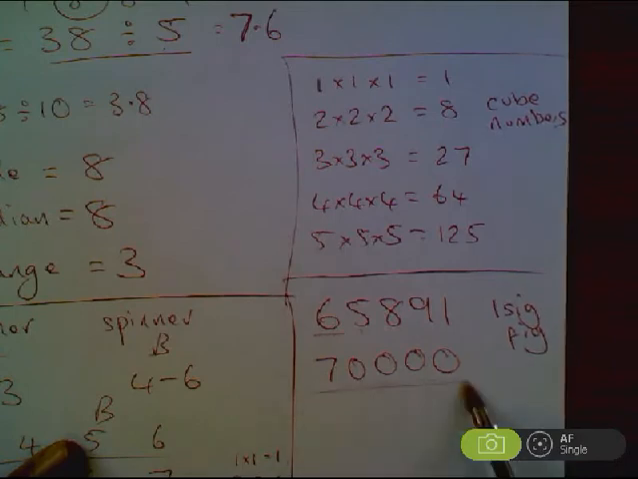If that's a 5 or bigger, then it's closer to 70,000 than 60,000. So this is when I've rounded a number to one significant figure. I know that because there's only one figure that's not a 0. So I know I've rounded it to one significant figure.